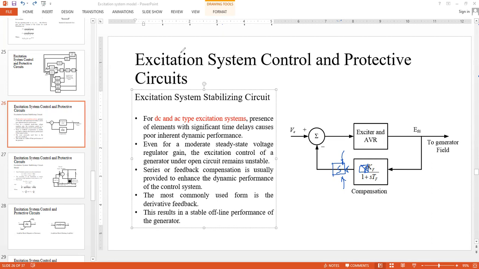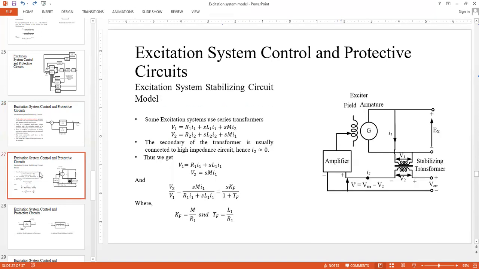How are we writing this compensation block in this form, S multiplied by some gain KF divided by 1 plus S multiplied by some time constant TF? So let's take that question now. So this is the example of your stabilizing circuit, we say. So this is the excitation system stabilizing circuit model.